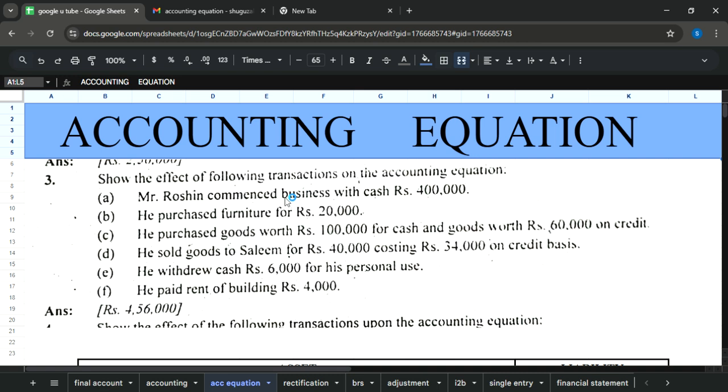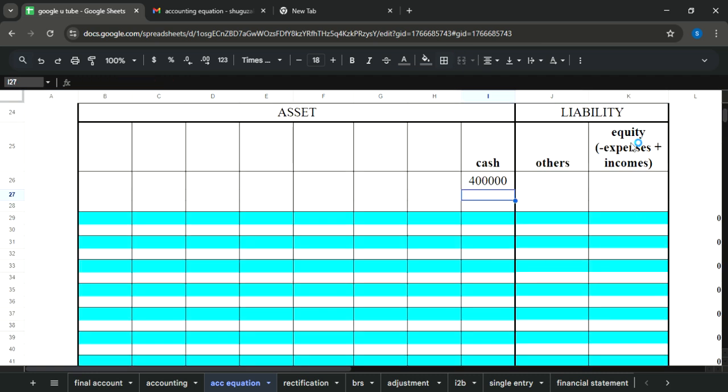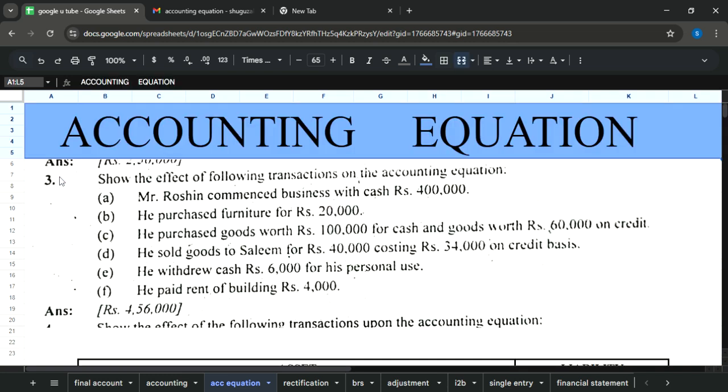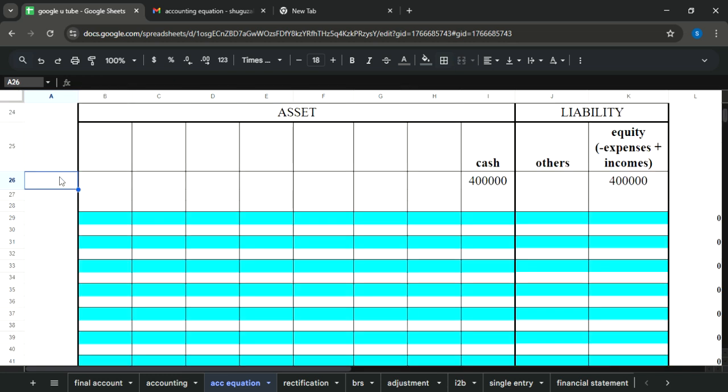As you know, any amount which is provided by the proprietor is called capital. Here we have column of capital, which is also equity. Capital is increasing, again plus sign, 4 lakh rupees you will be posting over here. So first entry is completed. You may write your date as, let's check it out, what type of date. ABC is given, so you may write A as your first entry. First entry has been completed.